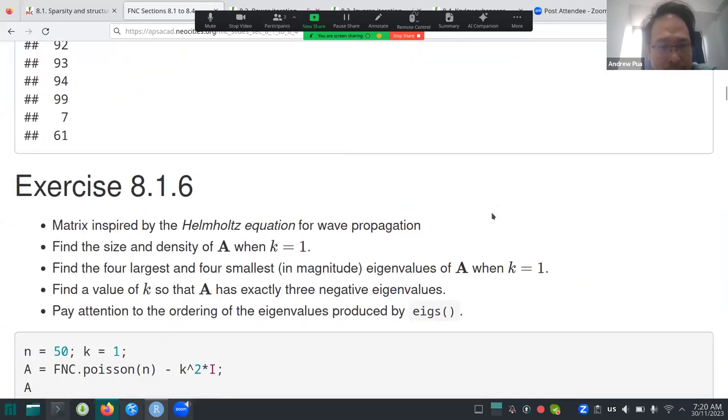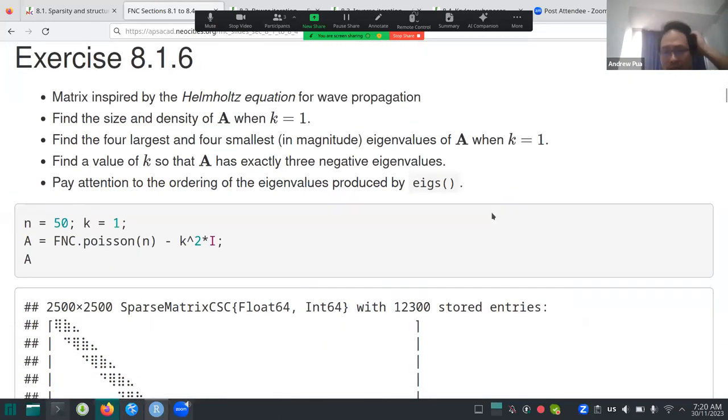Okay, and then there's this exercise in 8.1.6 where you're asked to look into eigenvalues, like use the built-in eigenvalue command to find targeted eigenvalues.